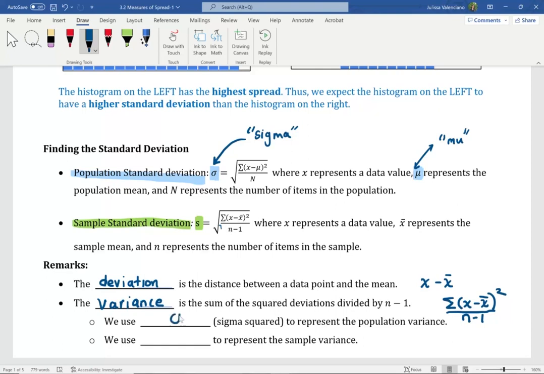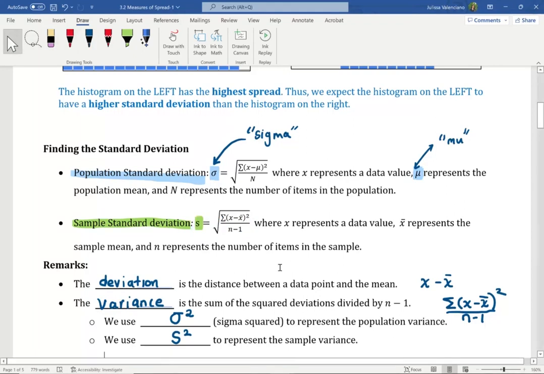We use sigma squared to represent the population variance. We use s squared to represent the sample variance. Again, think about it. The variance is the expression inside the square root. If you have s, this is equal to the square root of the variance. Thus, that means that the variance is the square of the standard deviation. Now, in this class, we're not going to use the variance to describe the spread. We're going to use the standard deviation.